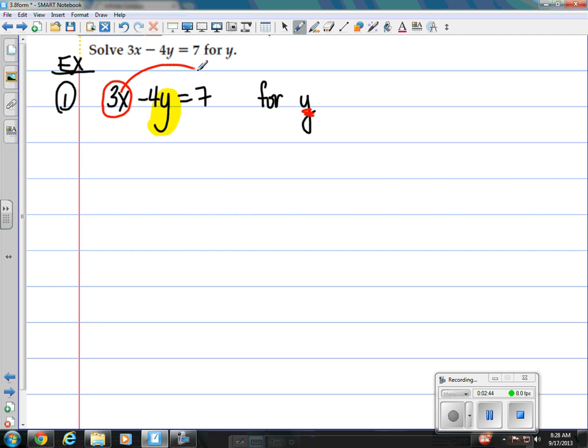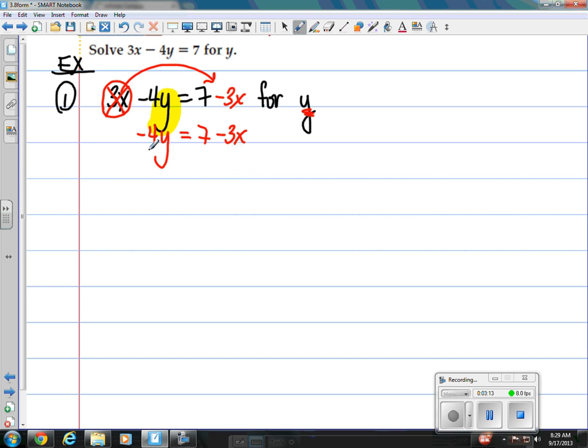So if he's positive, I'm going to make him a minus 3x. He disappears. I'm left with my negative 4y on the left side, equals. Now you have to ask yourself, can I do 7 minus 3x? No, I can't, because one is a number and one has a variable. So they're unlike terms. So that does not simplify. Okay?